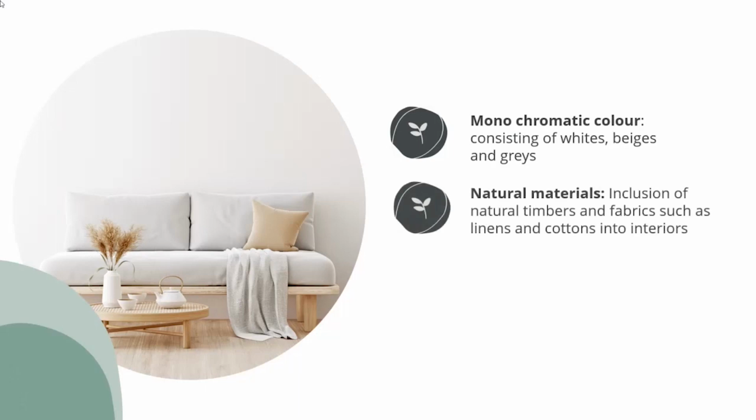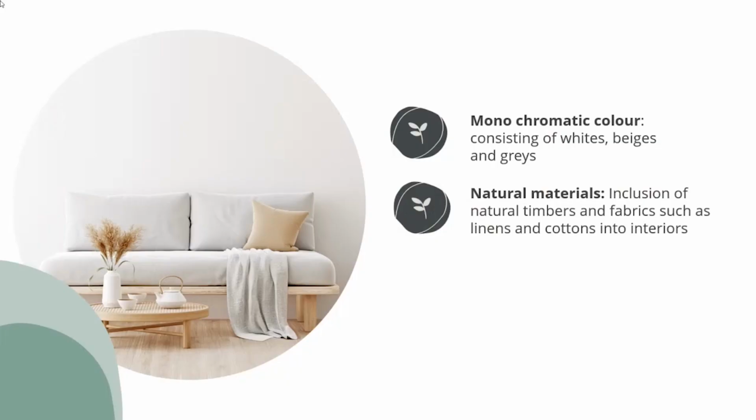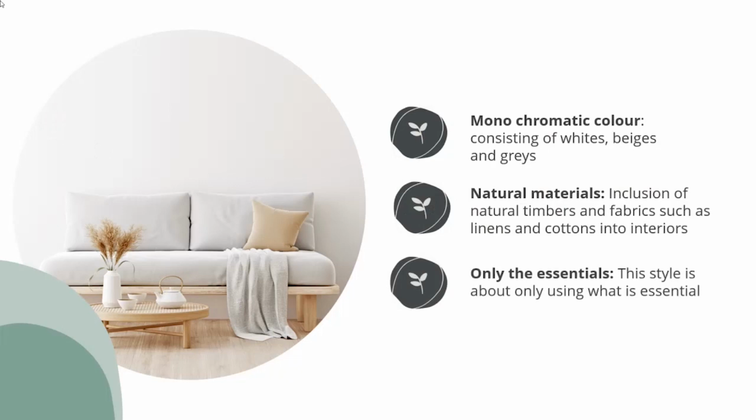The next characteristic is a natural material palette. The inclusion of natural timbers and fabrics such as linens and cottons into your interiors is key. By bringing your natural elements into your space, you're minimizing the cold, stark grays and you're bringing in those beautiful beiges and warm tones. The next characteristic is to only use the essential.